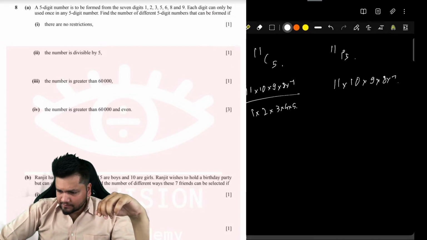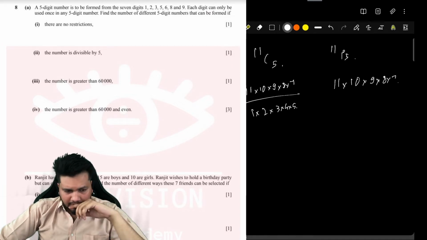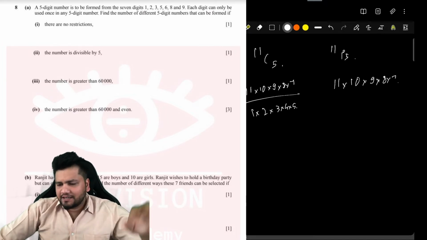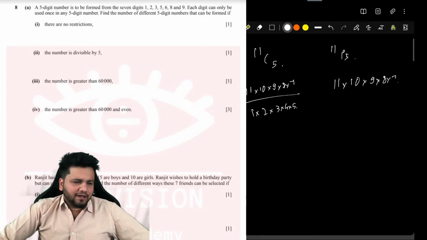Is this the test? No, this is not the test. This is just the combined files. We'll take a variety of problems that they are going to ask. Keep your camera on, everyone.